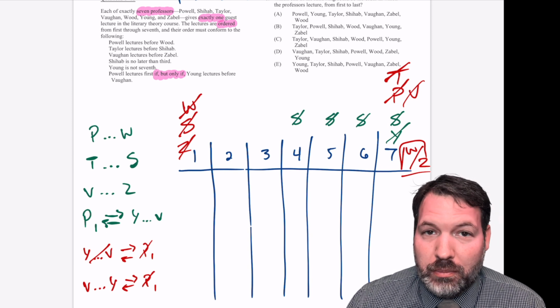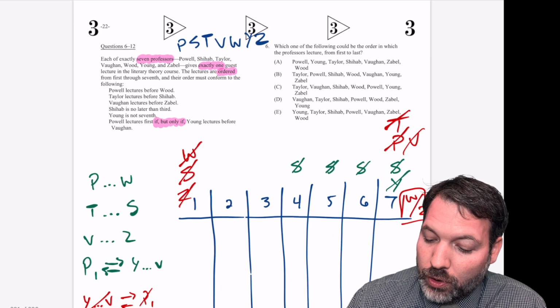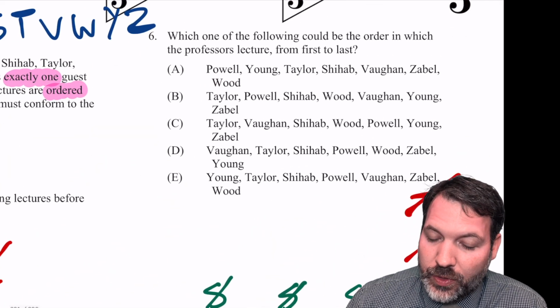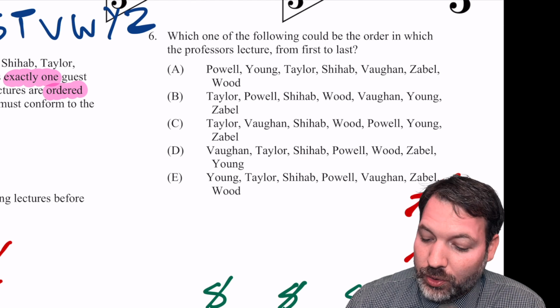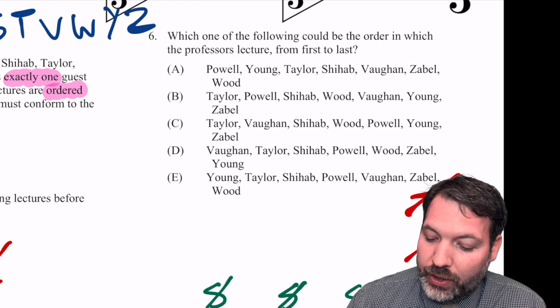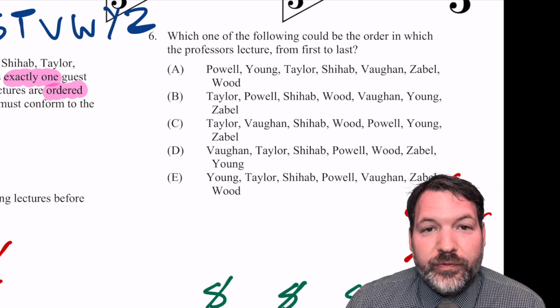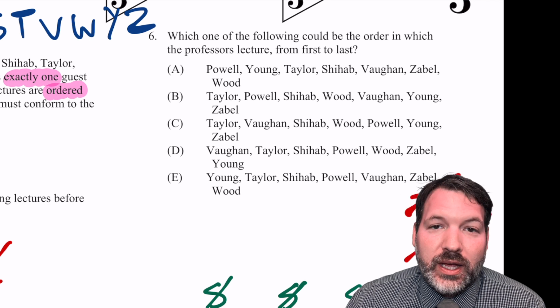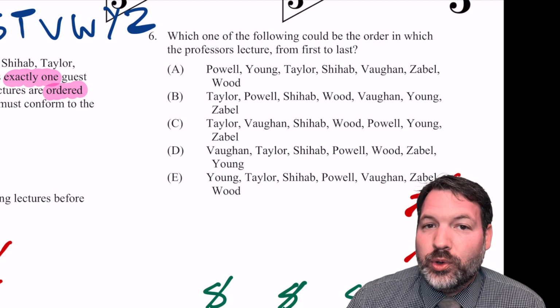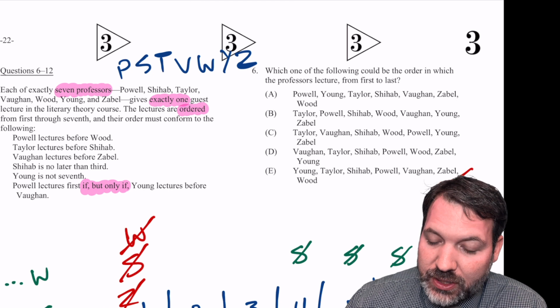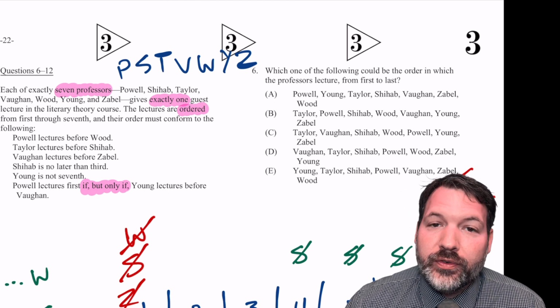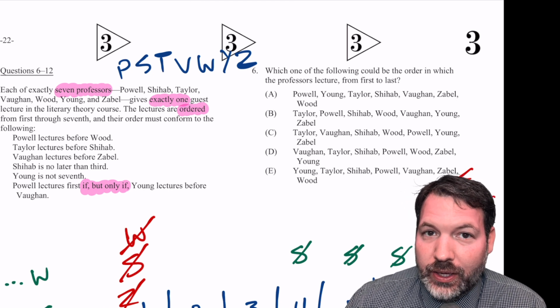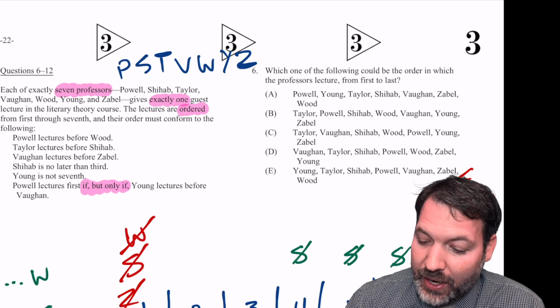At this point, with as many of my deductions as I can come up with, and maybe this is all of them, maybe not, I don't know, I'm going to look for a question like number 6. You can think of this as a pick a clue question. Which of the following could be the order in which the professors lecture from first to last? So each one of these answer choices is supposed to be a possible ordering. What we're going to do is simply pick one of our clues and look for an answer choice that violates that clue. If we can find one, we eliminate that answer choice.